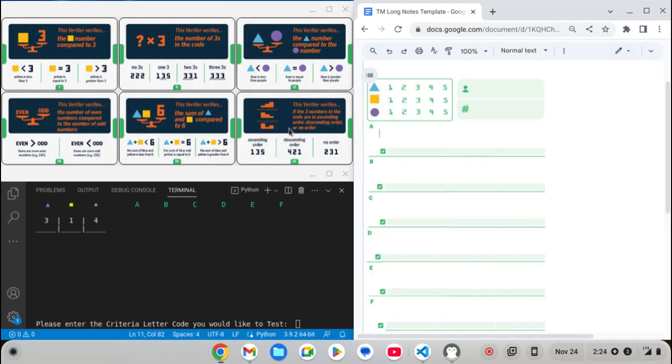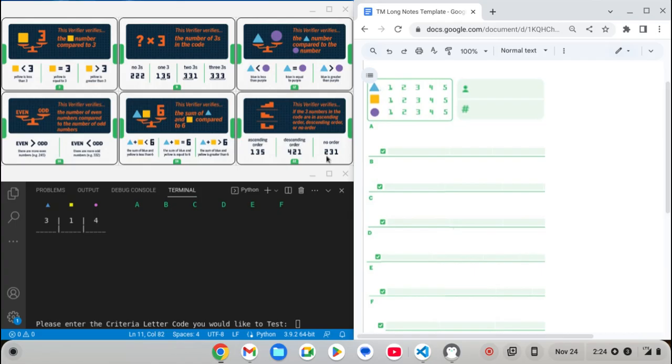And finally, criteria card F. Again, we'll take a look at our 3 digits, from triangle to square to circle, and the Turing Machine will let us know a little bit about the ordering of the digits. Should the digits appear in an ascending order, meaning that they're increasing, as in the example 135? Should the 3-digit solution appear in a descending order, meaning that they're decreasing, as in the example 421? Or should the 3-digit solution have no order?